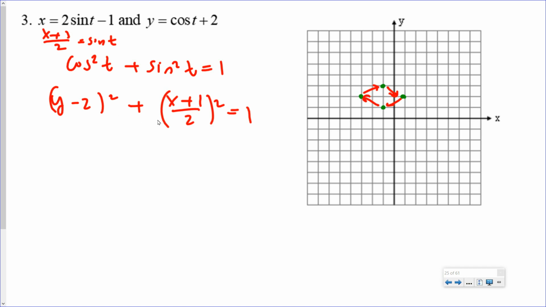Okay, let me rewrite this. Isn't this the same as y minus 2 quantity squared plus x plus 1 quantity squared over 4 is equal to 1? Does that look like any form that you've seen before? It's an ellipse. Do you see that? So it turns out this picture is really an ellipse, okay, with an attitude, because it's going in a certain direction. Okay, so it's an ellipse going in a certain direction.